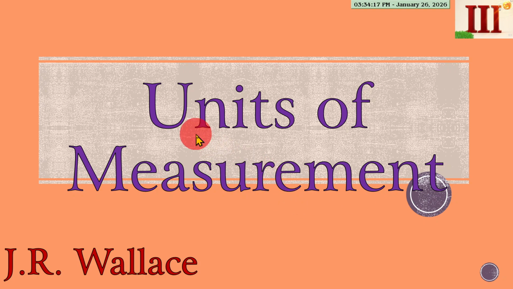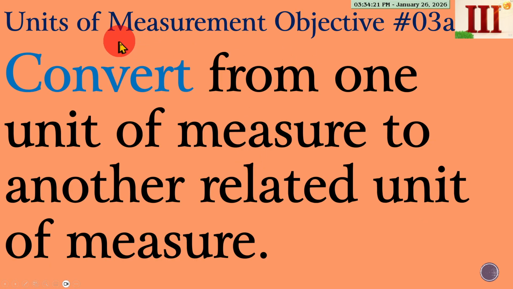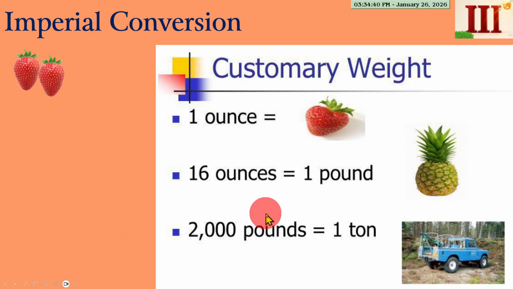We are going to continue with our topic, units of measurement. This is objective 3. There are going to be 3 parts: mass, distance, and capacity. This one will be related to mass. You want to convert from one unit of measure to another related unit. That means we're using the same system, metric to metric or imperial to imperial.